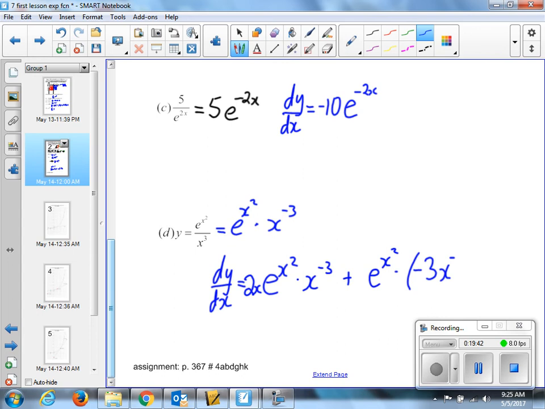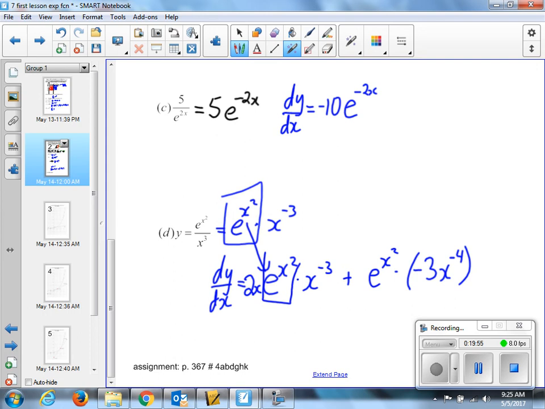Why is it 2x? Sure. So basically we're just doing the derivative of the first thing, right? Which is itself, that's this part. Times the derivative of the inner function. 2x is the derivative of x squared.